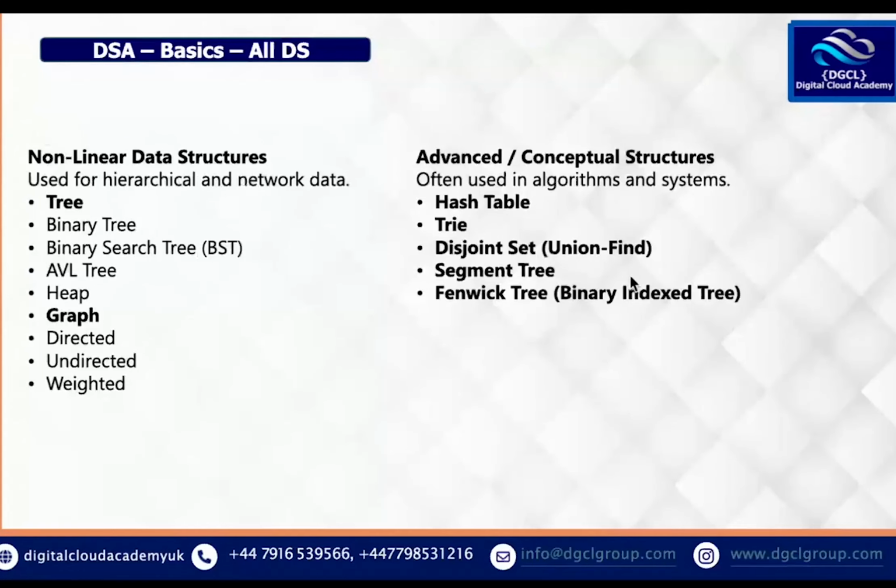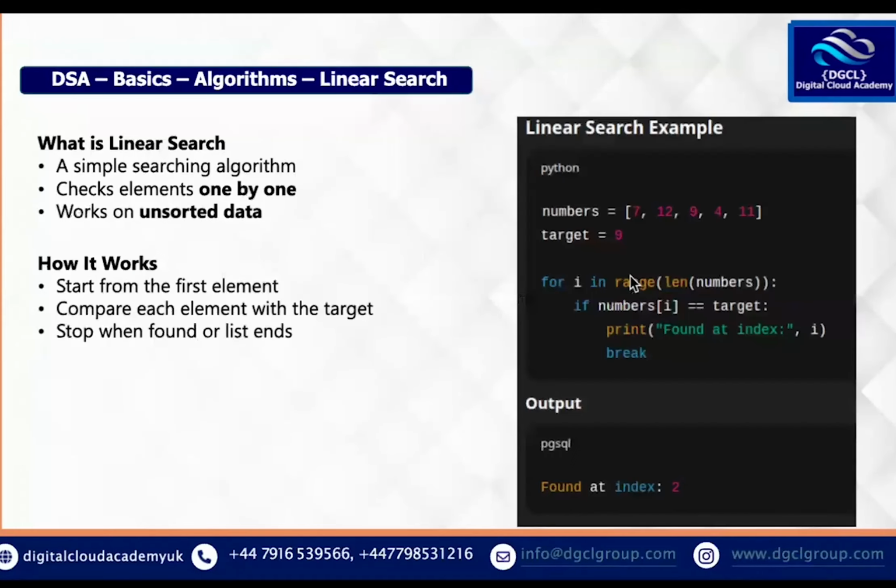Okay, so let's move to linear search. What is linear search? A simple search algorithm that checks elements one by one and works on unsorted data. This is just an example here. These are numbers, this is a list, and the target variable here is 9. So we want to know the index of this 9 in this list. That's the function of this code here.